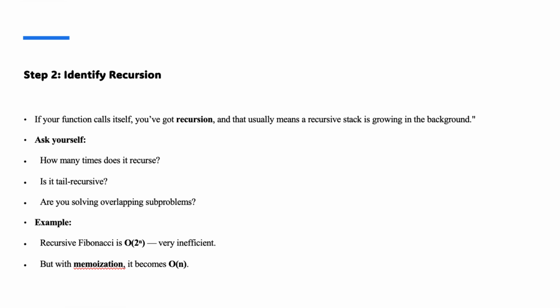Step 2. Identify recursion. If your function calls itself, you have got recursion, and that usually means a recursive stack that grows in the background. Ask yourself, how many times does it recurse? Is it tail recursive? Are you solving overlapping subproblems? Example, recursive Fibonacci is O(2^n), very inefficient. But with memoization, it becomes O(n).